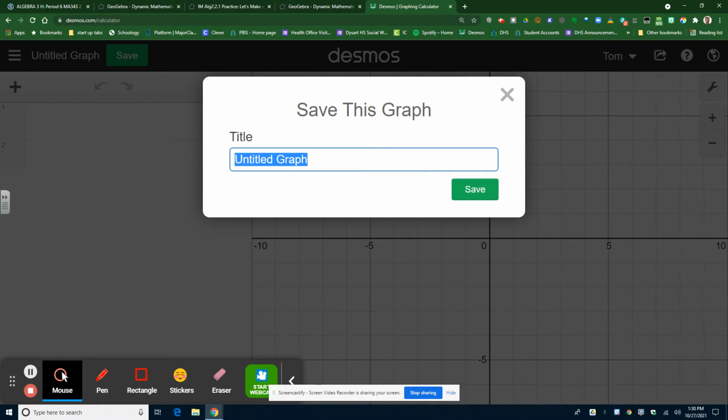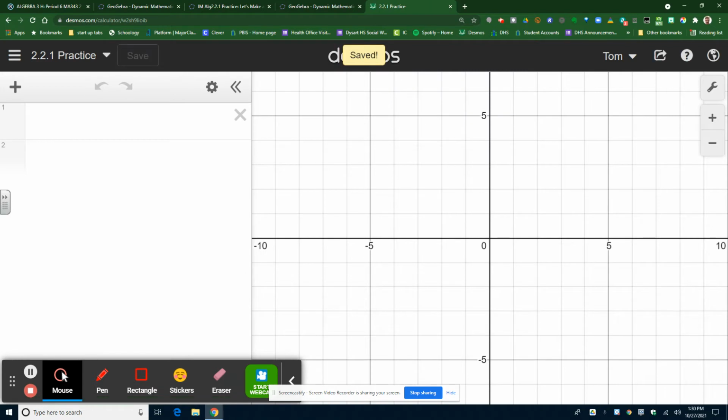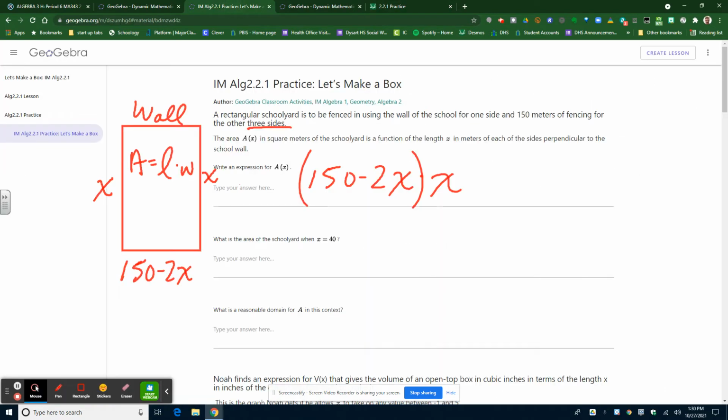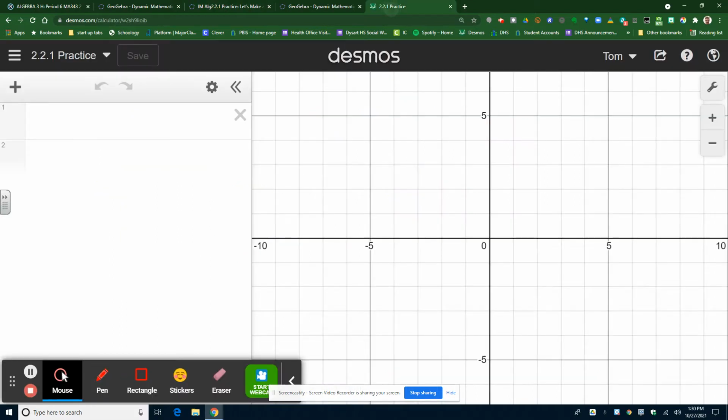And I would call this 2.21 practice. 2.21, yeah. Okay. In this particular case, it's going to put the 150 minus 2x and times x.